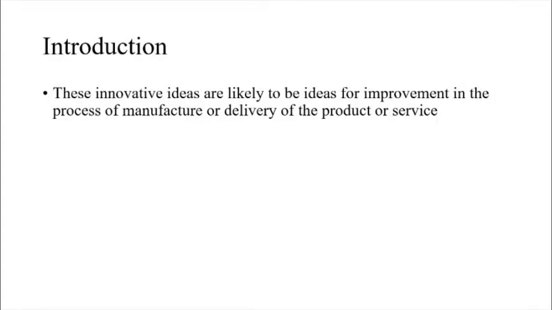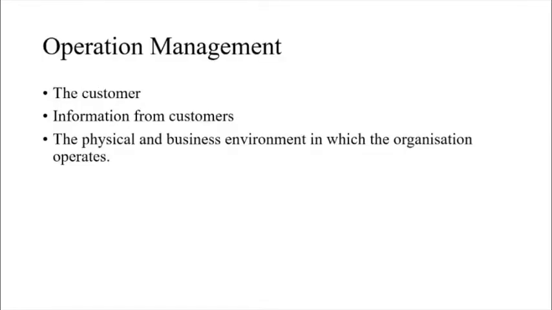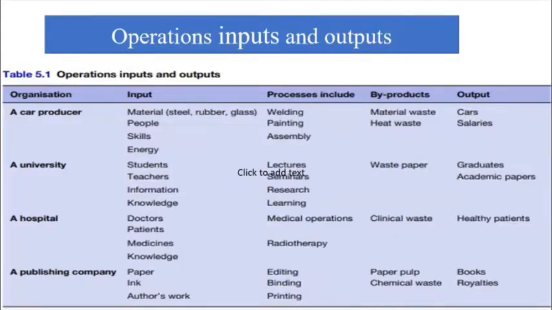There are just three types of operation management. First, the customer, the buyer of your product. The second, information of the customer. You need to know the line of your customer in your area. And the third is the business environment in which the organization operates. This means that you need to know what the need of your state, country or province is that would require a product from you. Next page, please.